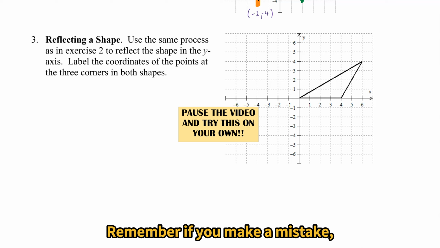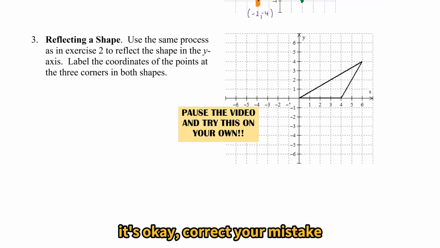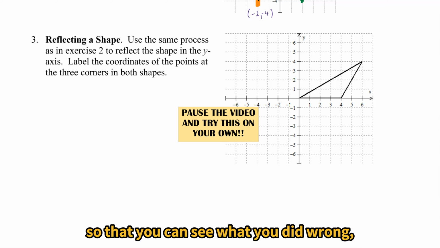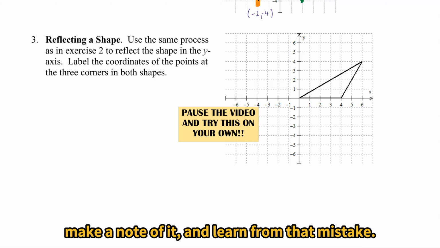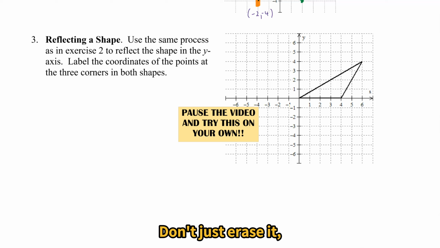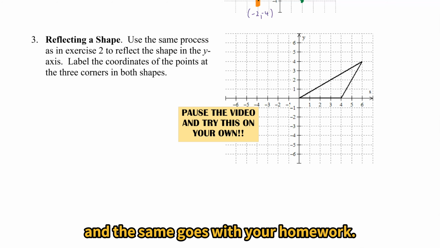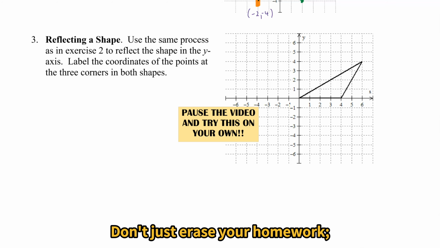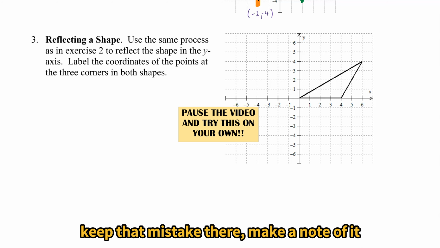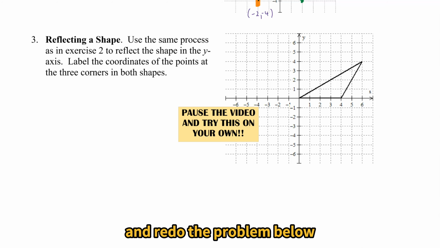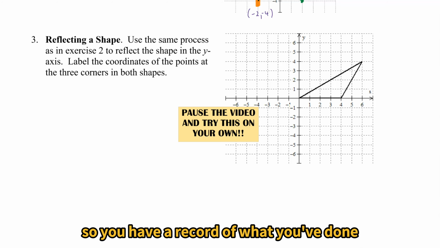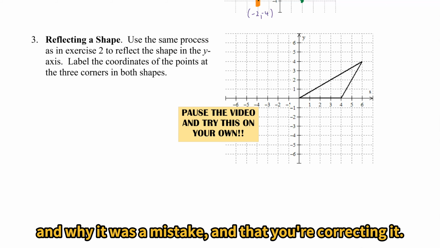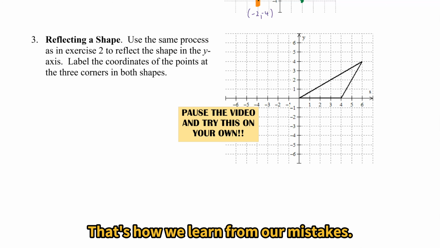Remember, if you make a mistake, it's okay. Correct your mistake, maybe with a different color, so that you can see what you did wrong. Make a note of it and learn from that mistake. Don't just erase it. And the same goes with your homework. Don't just erase your homework. Keep that mistake there, make a note of it, and redo the problem below so you have a record of what you've done, why it was a mistake, and that you're correcting it. That's how we learn from our mistakes.